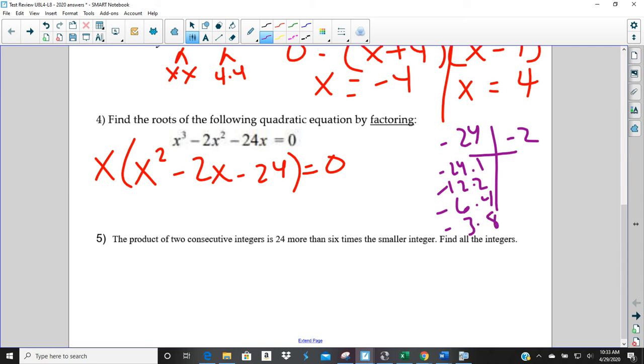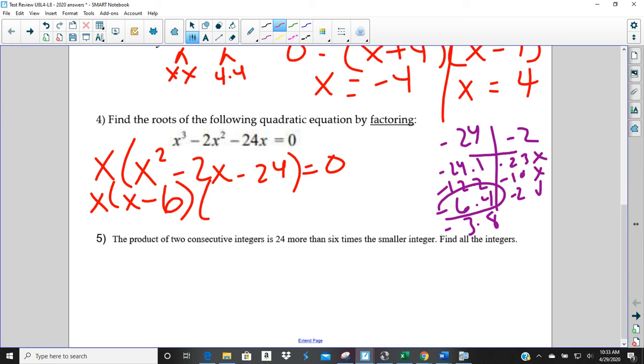So now I'm going to quickly go through and do my math. This is negative 23. That's not right. This is negative 10. That's not right. This is negative 2. That's right. So there's my answer. Now look at this. I'm left with x parenthesis. I should have made myself more room here. x minus 6 times x plus 4 equals 0.